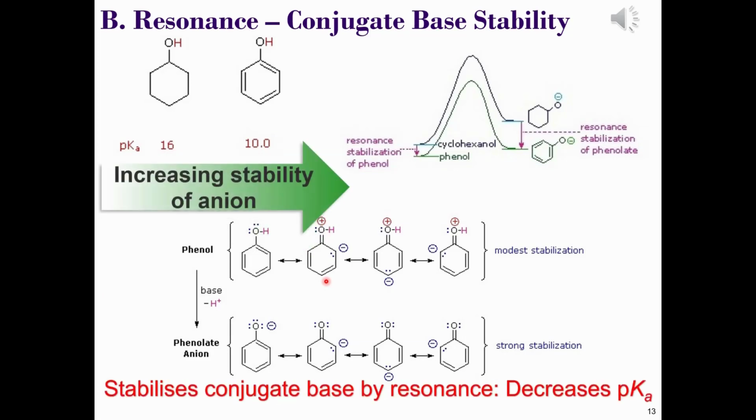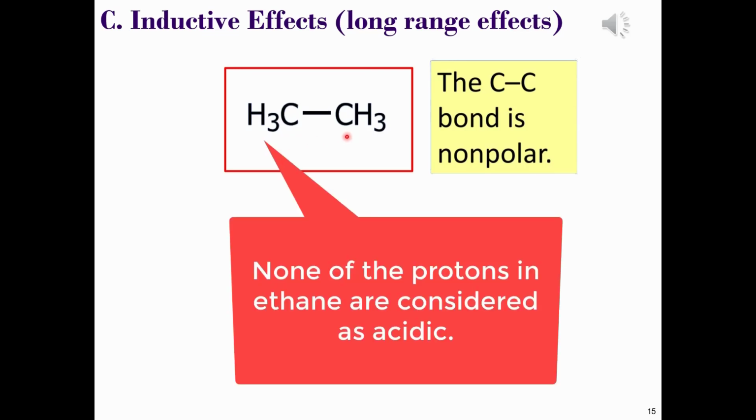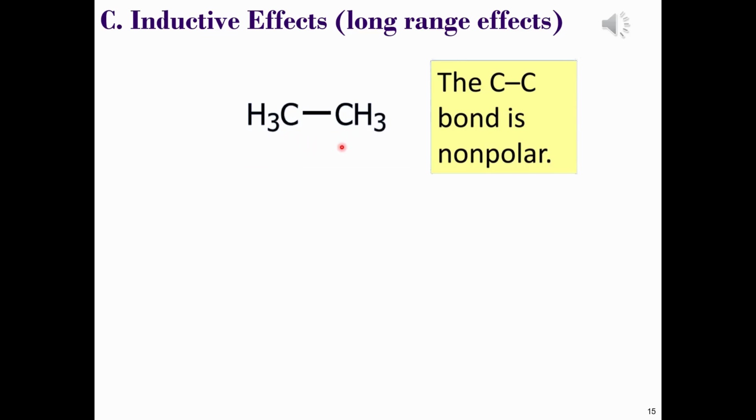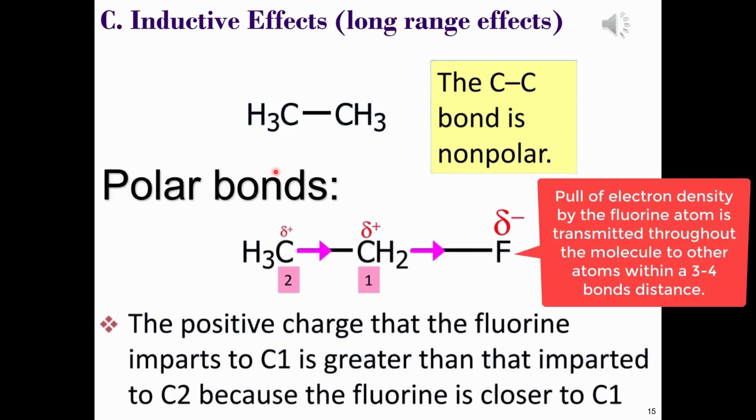This concludes part B. In this video we're going to look at the I of CARIO, which is the inductive effects. In our first example here, all of the bonds are non-polar, and so none of the protons in ethane can really be considered as acidic. However, if you have a molecule that contains polar bonds, then the pull on the electron density from the electronegative fluorine is transmitted throughout the bonds by long-range effects.